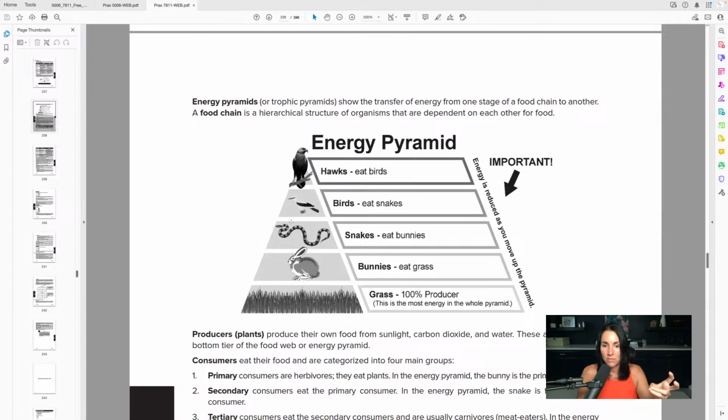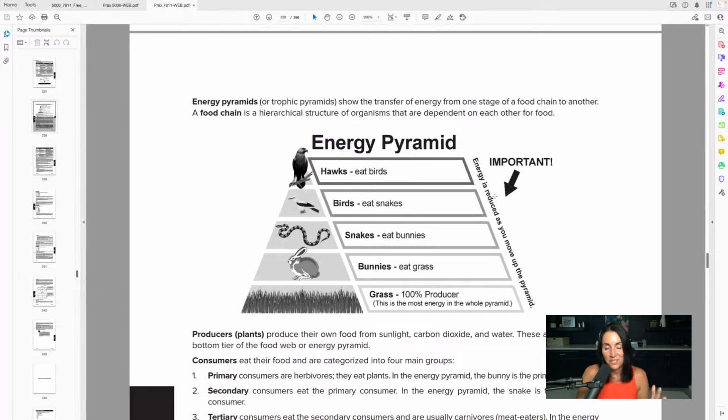Then the bird is like, ooh, there's a snake. I want to eat the snake. Well, the snake got some energy from the bunny. Now the bird is going to get some energy from the snake, and on it goes. But as you move up the energy pyramid, you're losing energy. Energy is reduced. It's still in the universe.